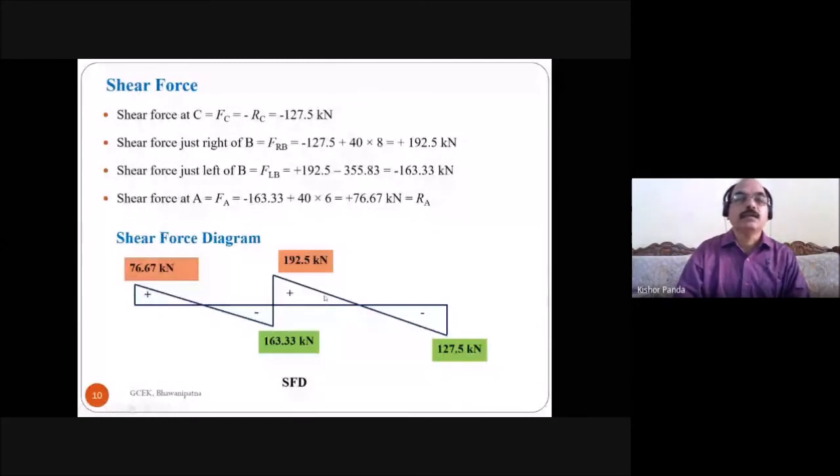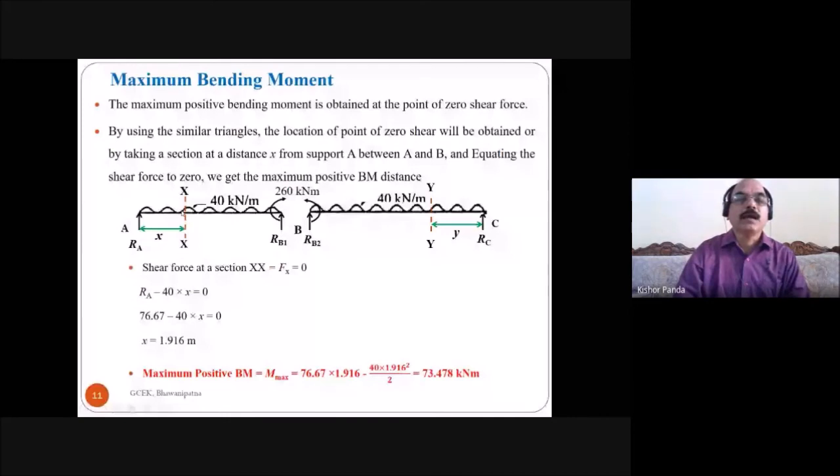This is the section xx at a distance x from the support A. Then you have to find out the shear force at section xx. When you take the shear force at section xx equal to 0, we will find the maximum positive bending moment, since the shear force is equal to 0 there. So you take shear force equal to 0 and you will get this distance. Then after getting this distance, you will find the maximum positive moment here.